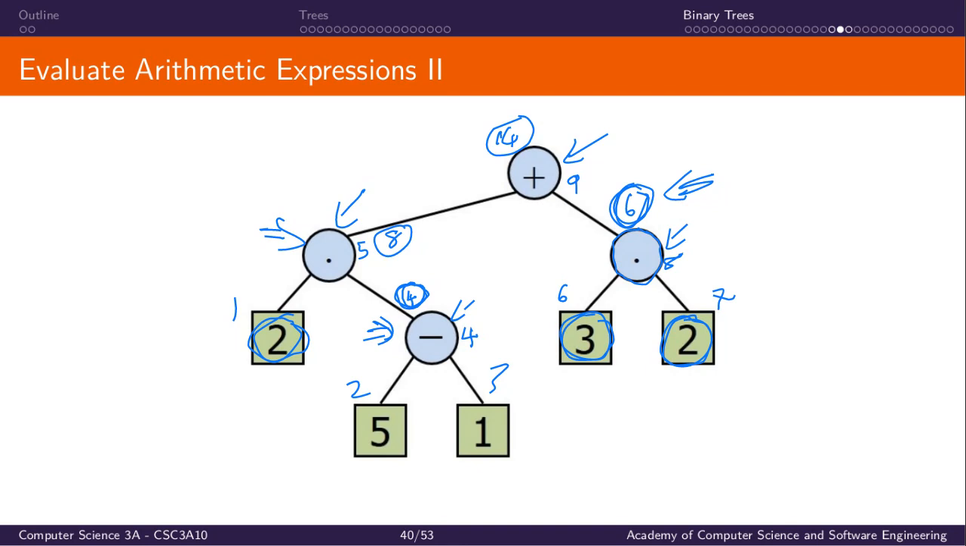We now have 8 and 6 as the values of the left and right subtree of the root. Well, what is the operation of the root? It's addition. Certainly 8 plus 6 will give us 14. All right, good. As long as we're on the same page at the end of it, that's all that matters.